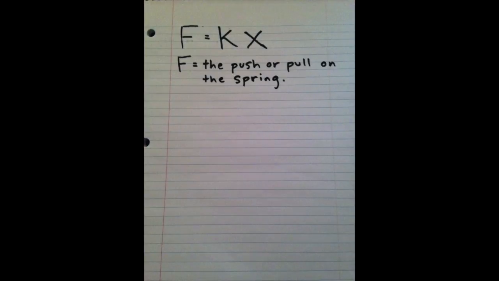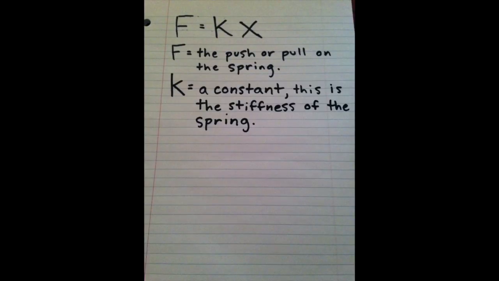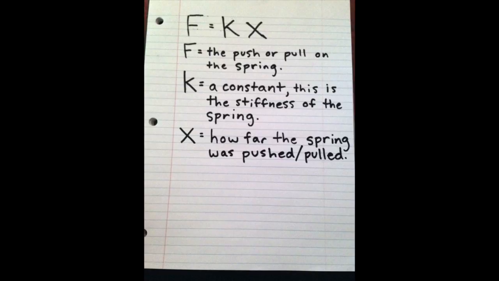Now, we start out with the basic equation F equals Kx. F is equal to the force of the push or pull on the spring. And K represents the spring constant. This is the stiffness of the spring, and it gives the spring its elasticity. And finally x, which is how far the spring has been pushed or pulled from its natural length. And this gives us the F equals Kx fundamental equation for Hooke's Law.